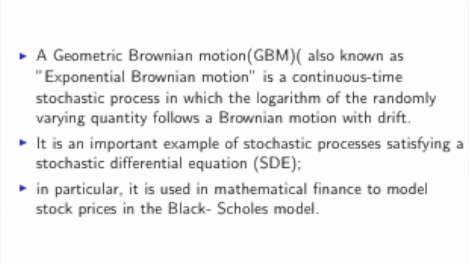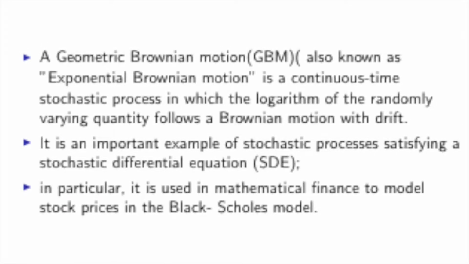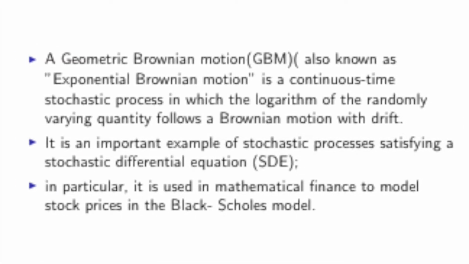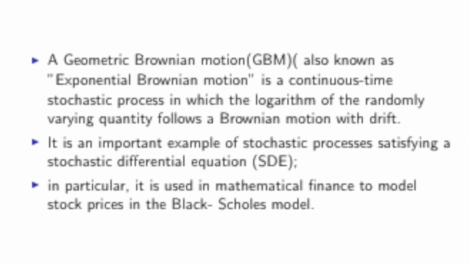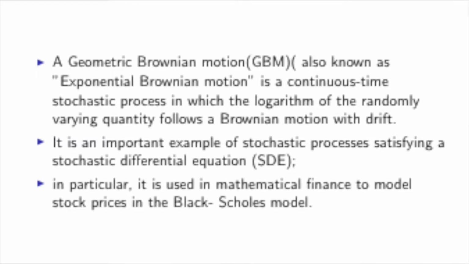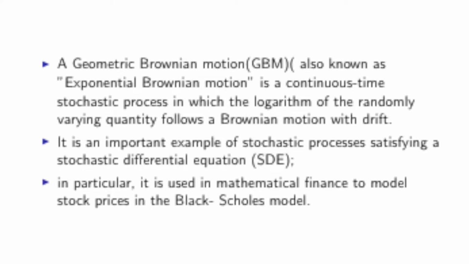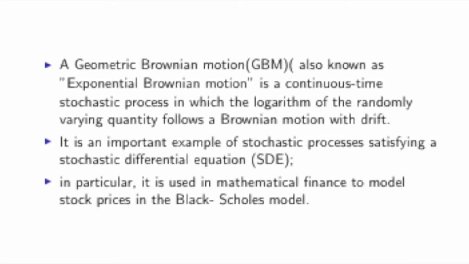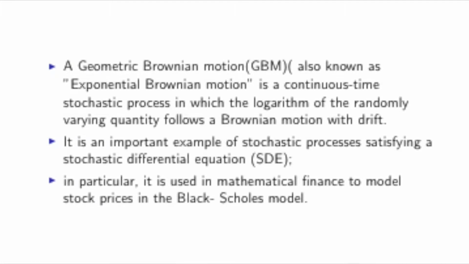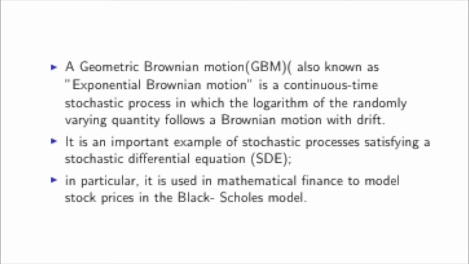Geometric Brownian motion. A geometric Brownian motion, also known as exponential Brownian motion, is a continuous-time stochastic process in which the logarithm of the randomly varying quantity follows a Brownian motion with drift. It is an important example of a stochastic process satisfying a stochastic differential equation. In particular, it is used in mathematical finance to model stock prices in the Black-Scholes model.